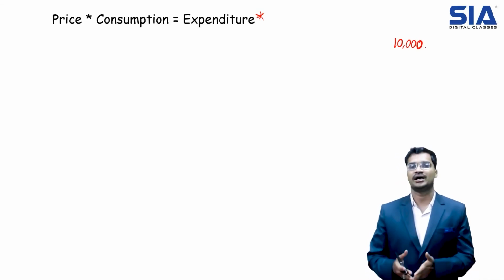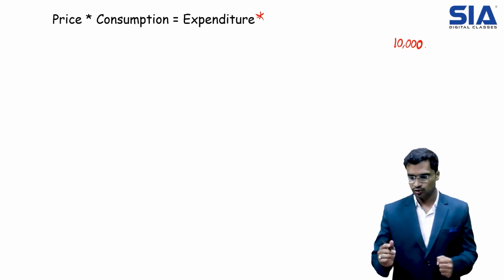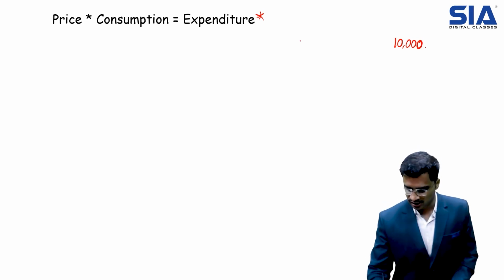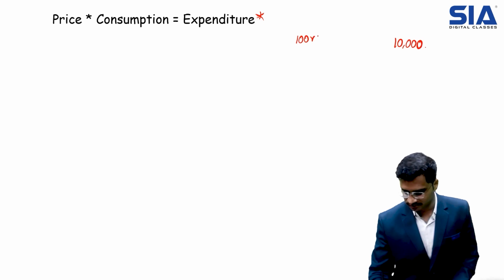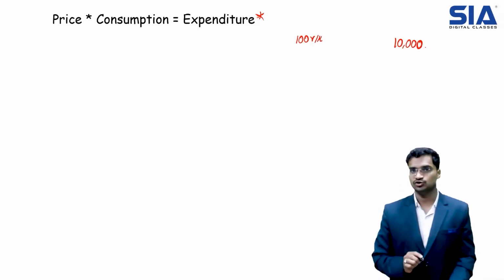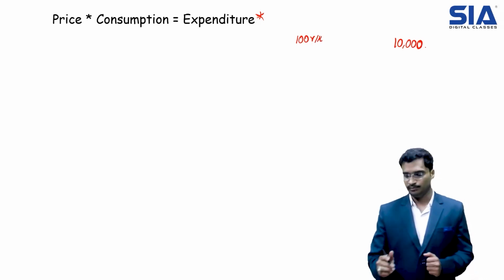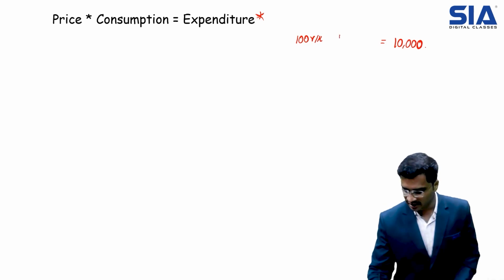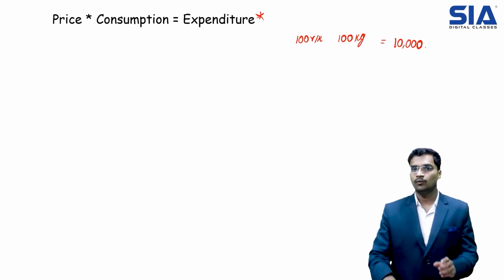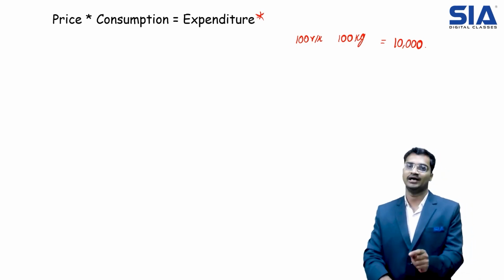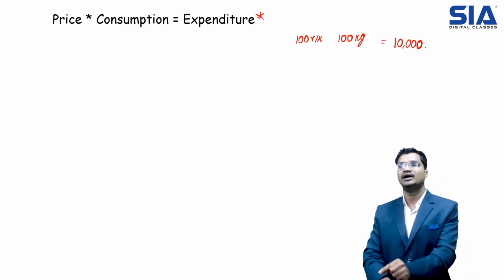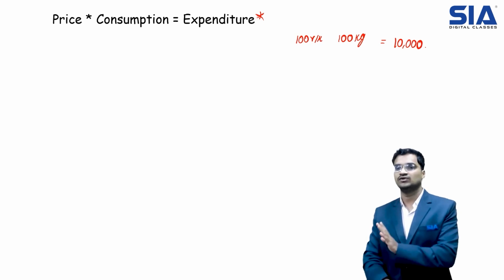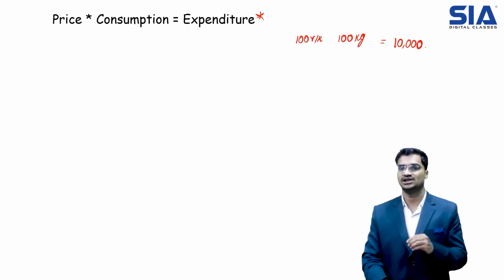I am going to this market and buying sugar. The price of the sugar is 100 rupees per kg. My budget is 10,000 rupees. So how many kgs can I buy? I can buy 100 kgs of sugar, because 1 kg of sugar is 100 rupees. 100 kgs of sugar equals 10,000 rupees, which is in my pocket.